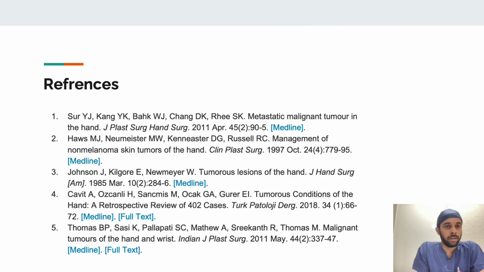This was all for today in regards to the malignant tumors of the hand. We have really concentrated on the bone tumors, and we can discuss the rest at some other time.